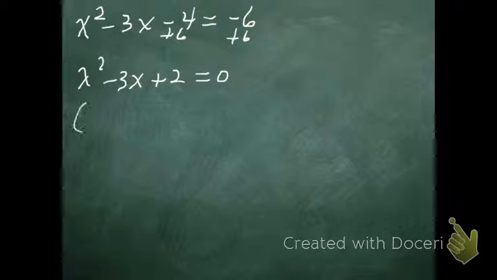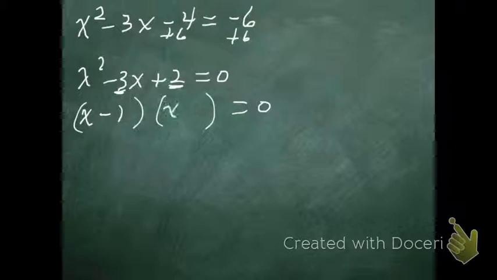Factoring then, setting up my binomials. Again, I'm looking for factors of positive 2 that add up to negative 3. Well, to get a positive product and a negative sum, both numbers have to be negative. So in this case, I'm going to use x minus 1 and x minus 2. Doing a quick check with FOIL, here's x squared, negative 2x, negative 1x, so there's negative 3 in the middle, and negative 1 times negative 2 is a positive 2.